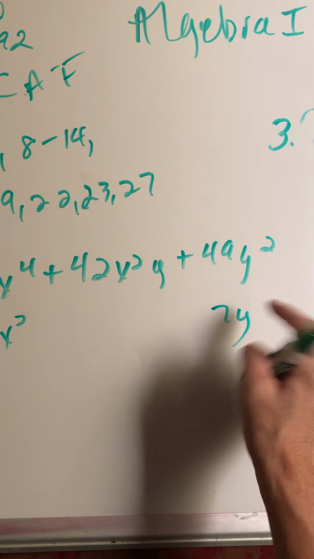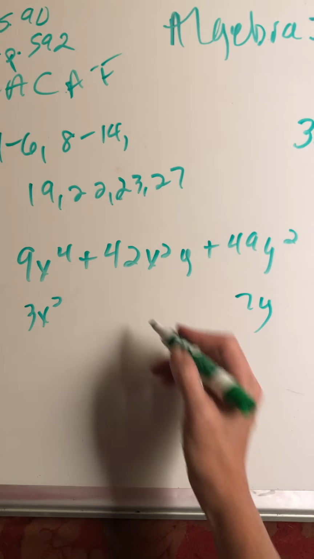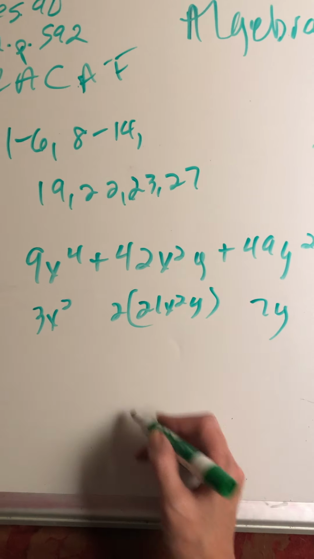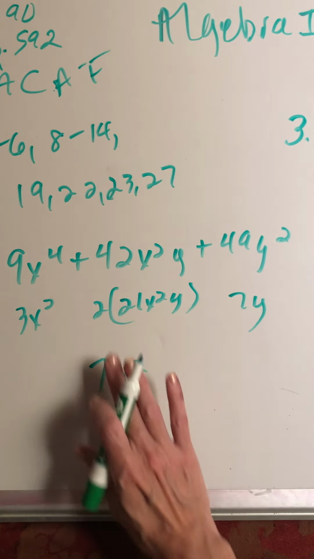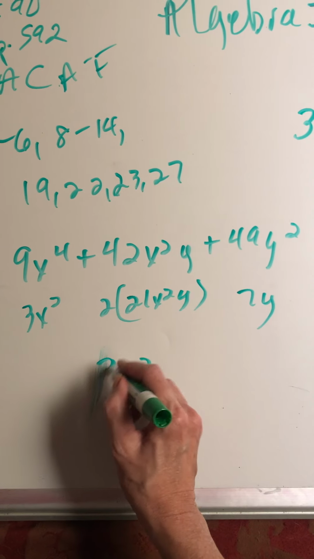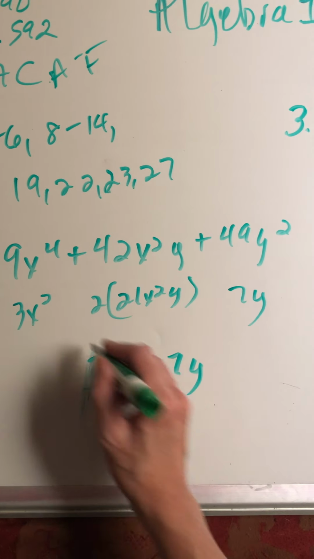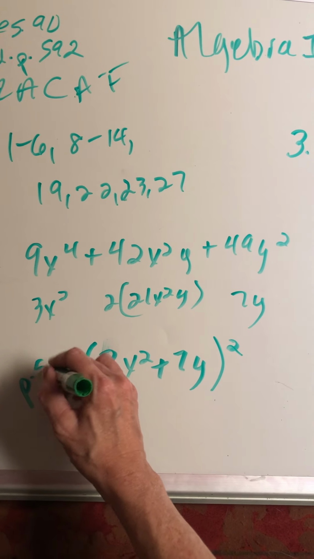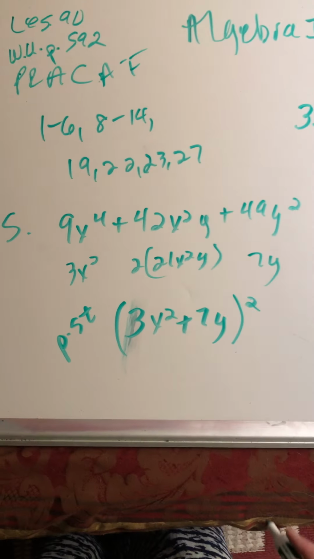This is 7y, so that's where you're going to get your y from. When you multiply them, it's 21x squared y. If you double it, you've got the 42. So it's not a 7, it's 3x squared plus 7y, all squared. Perfect square trinomial. That's how a perfect square trinomial factors.